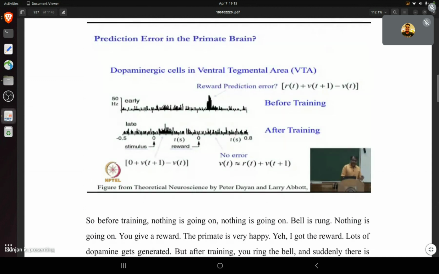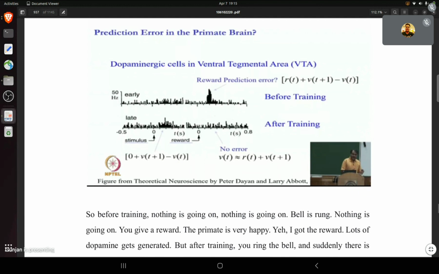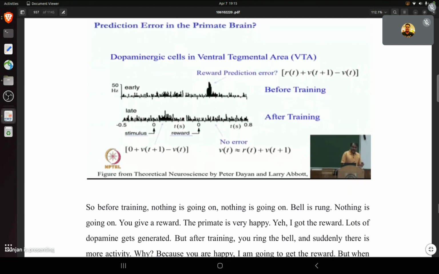Prediction error in dopamine cells, and so reward at time t. Is reward a stimulus or what? So R(t) is zero. The stimulus is the bell, then we give the reward, and it is binary, 1 or 0. Yes, it can be taken like that for this example. The stimulus is just a stimulus.